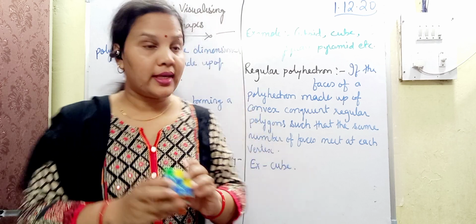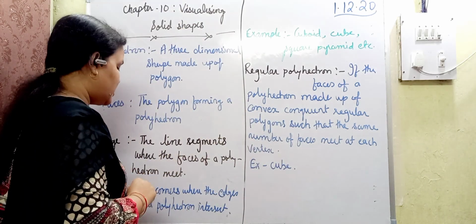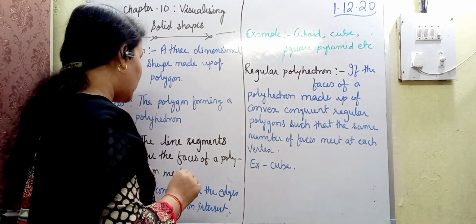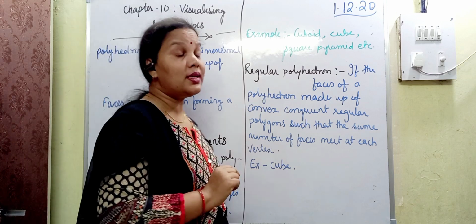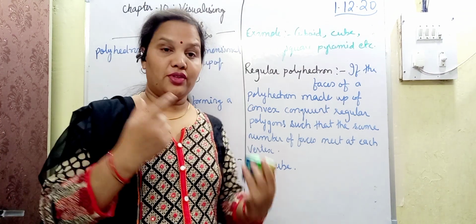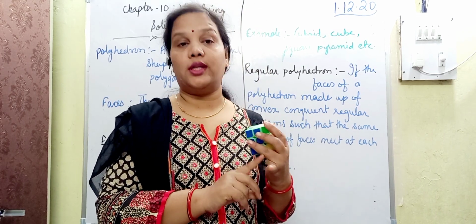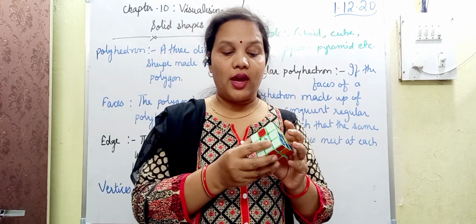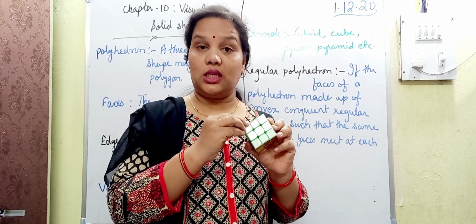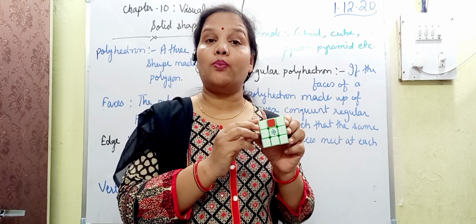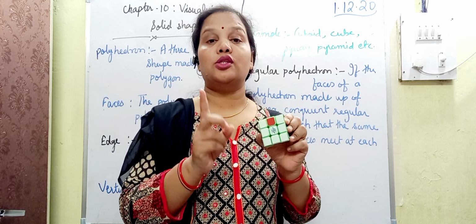Okay, now the next very important thing is vertices, the corners where the edges of a polyhedron intersect. Now after understanding edges and faces, we are going to understand what vertices are. So vertices is where the edges meet. These intersection points of the edges are known as vertices.